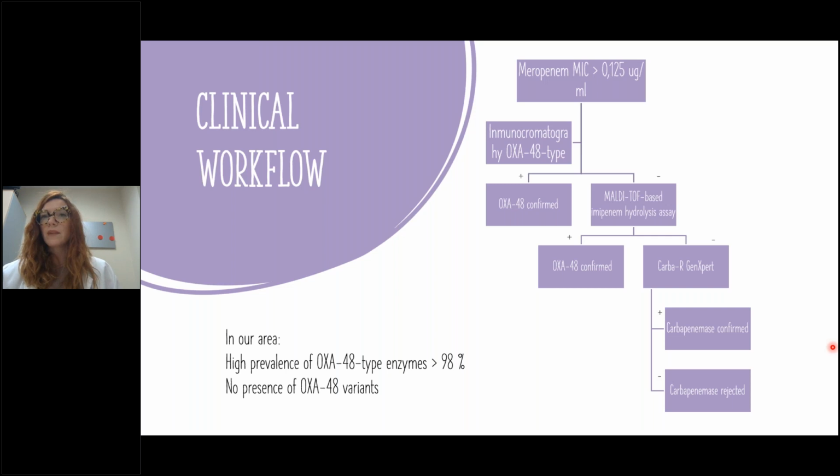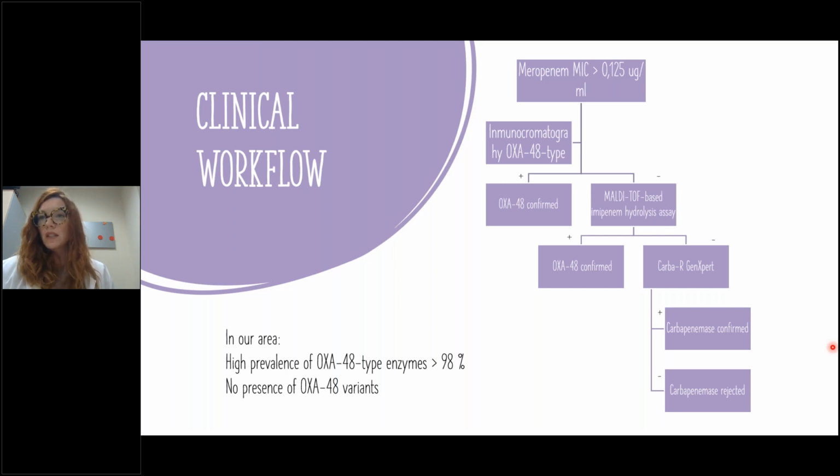But mainly, when we suspect a bacteria carrying a carbapenemase, we perform in the first place an immunochromatography assay. If it is positive, we just confirm the diagnosis, because we don't have any OXA48 variants in our area, and we have a very high prevalence of OXA48 enzymes, so we just use one target. If the result is negative, and we still suspect this bacteria carries a carbapenemase, we perform the MALDI-TOF imipenem hydrolysis assay to measure if there is carbapenemase activity or not.